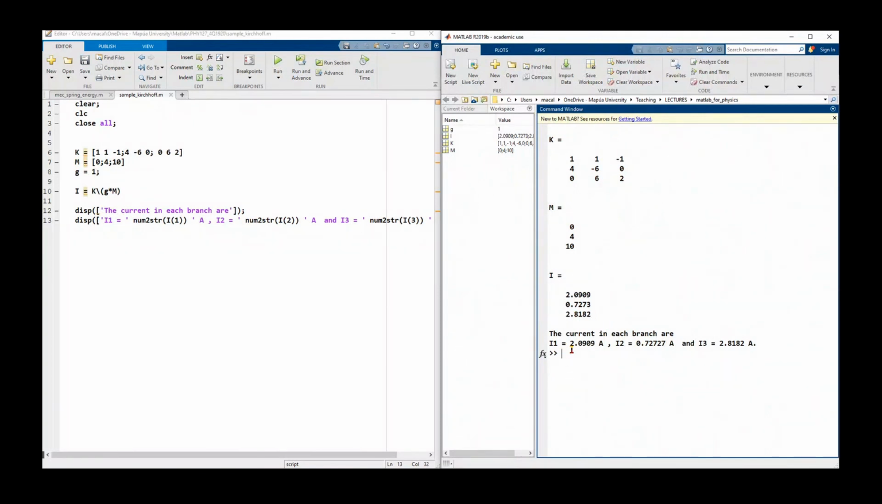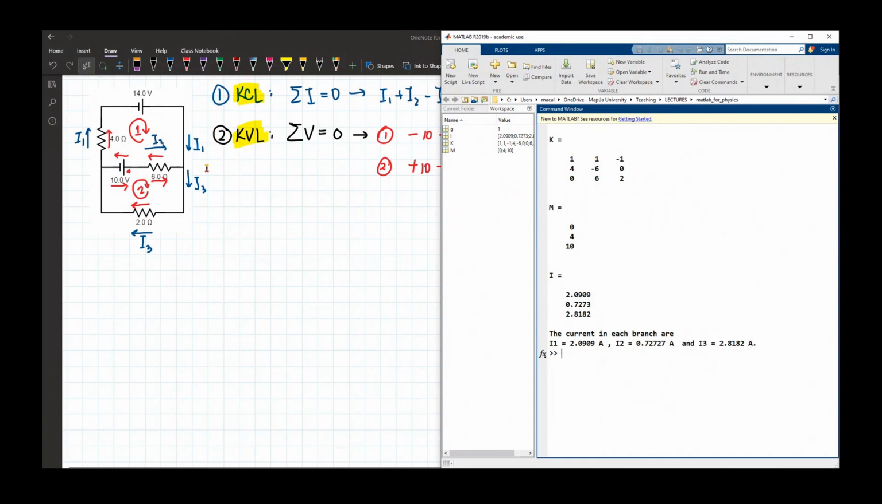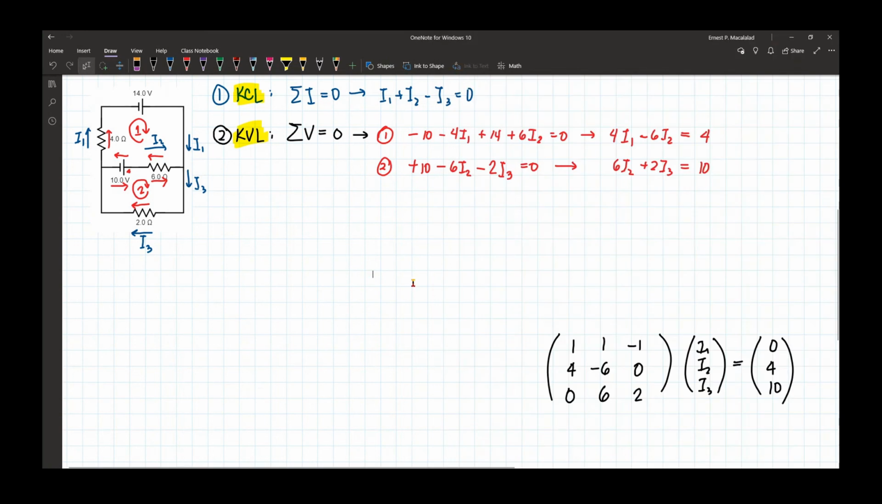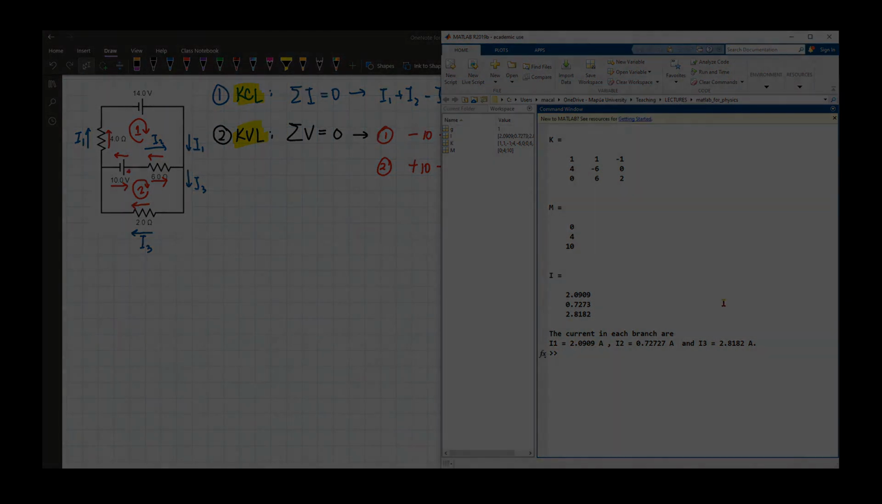So you will notice that the currents are all positive. So that means the assumed directions of the current we used here are correct. If one of the assumed directions of the branch currents is wrong, it will appear in our solution as negative. Okay?